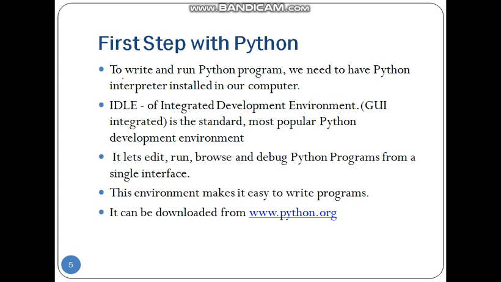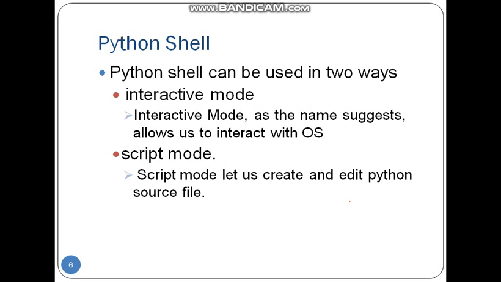Then let's see the first step, what we need to do to program in Python. First, we need to install the Python interpreter onto your computer. Even by using mobiles, you can run Python programs, because you have software applications like Google Colab. Using that, even online, you can do the programs. If you have the system, you can download Python from www.python.org. We also need an integrated development environment, IDLE, for writing the programs and running the instructions. Using IDLE, we can edit, run, browse and debug Python programs using a single interface. This environment makes it easy to write programs.